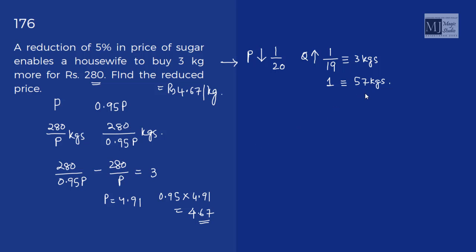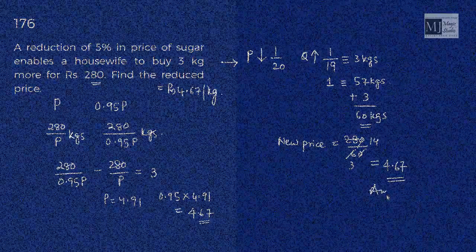Initially, the housewife was purchasing 57 kgs. Now she is purchasing 60 kgs, since 57 plus 3 is 60. So the new price paid by the housewife is 280 by 60. 14 by 3 is 4.67. Answer.